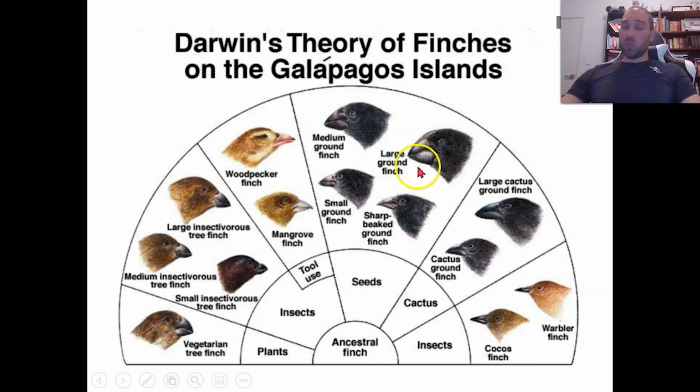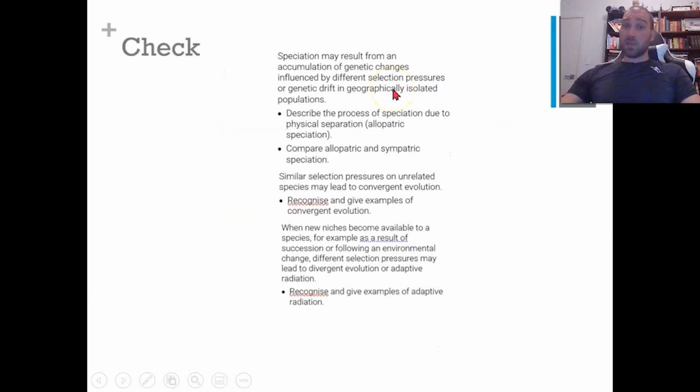And then when we have more and more mutations accumulating over time, we get to the point where we have completely different species that aren't able to interbreed with each other. So we've got new species being produced. So from a single species, in relatively short geological time frames, we can get new species being produced. And that's adaptive radiation. So let's do our check.